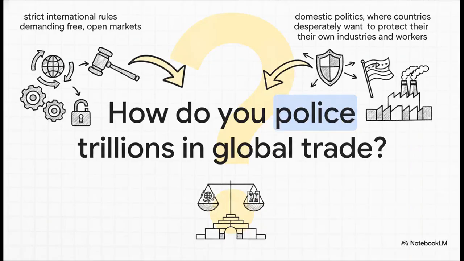And that brings up a pretty fascinating core question. How exactly do you police trillions of dollars in global trade? I mean, this brings us to the ultimate tension that really defines our modern world. On one hand, you have these strict international rules demanding free, open markets. But then, on the other hand, you have domestic politics, right? Countries desperately want to protect their own industries and their own workers. And trying to balance those two opposing forces, well, that requires a massive legal infrastructure.